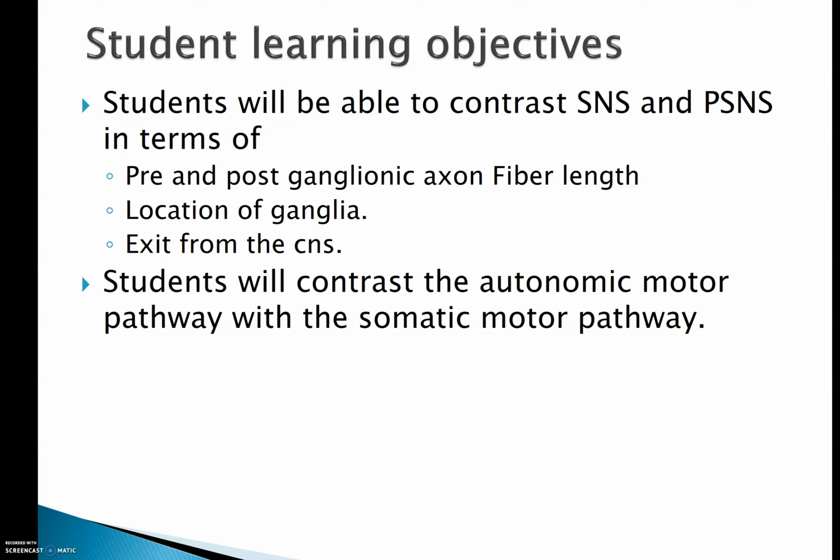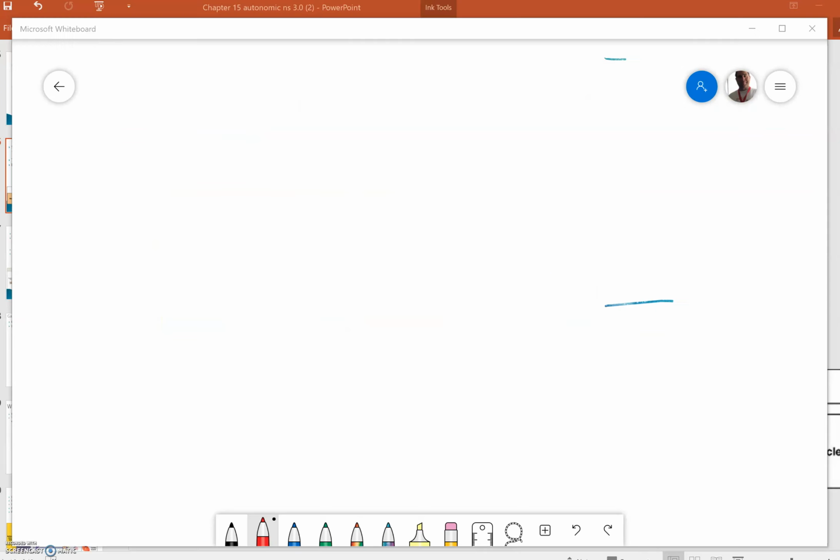So we're going to contrast the anatomy of the sympathetic and parasympathetic nervous systems. You're going to contrast the location of the ganglia, the length of the pre- and postganglionic axons, and where they exit from the CNS. And you'll also contrast that to the somatic motor pathway.